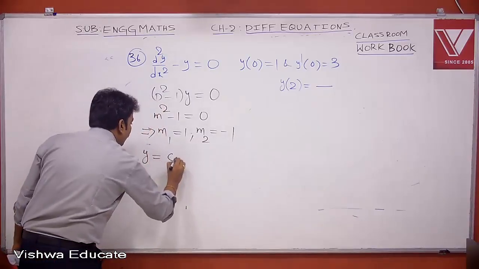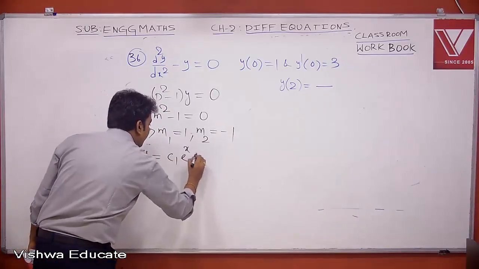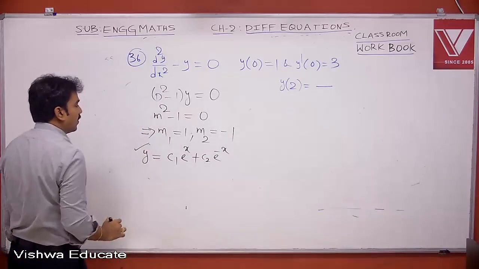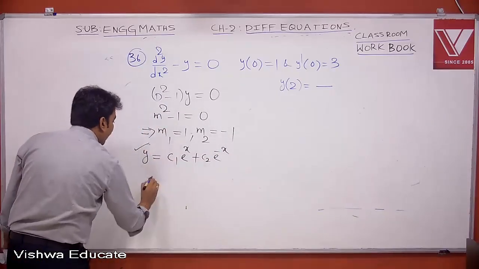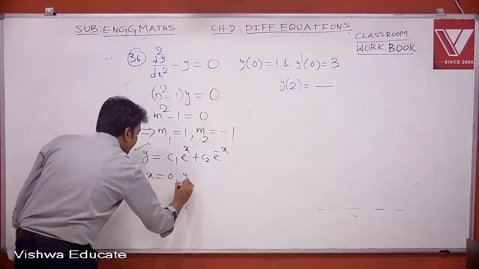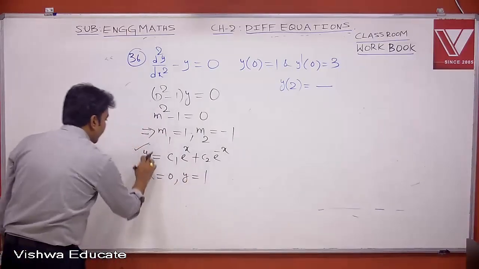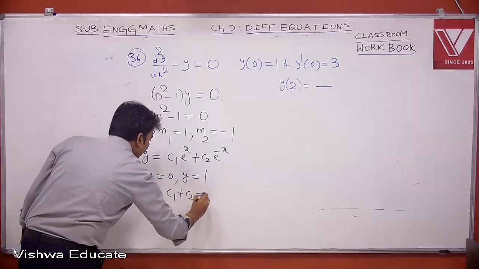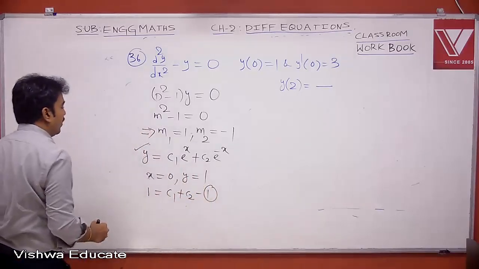Therefore, the value of y equal to c1 into e power m1x plus c2 into e power m2x. This is my general solution. The first boundary condition is y of 0 is 1. That means when x equal to 0, y value is 1. So replace y value 1, x is 0. So c1 plus c2 equal to 1. We call it as equation 1.